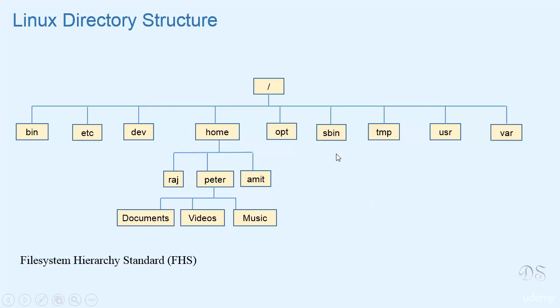Everything in Linux can be viewed as a file. So directories, devices, links are all treated as files. Since Linux treats everything as a file, the directory structure is also referred to as file system.